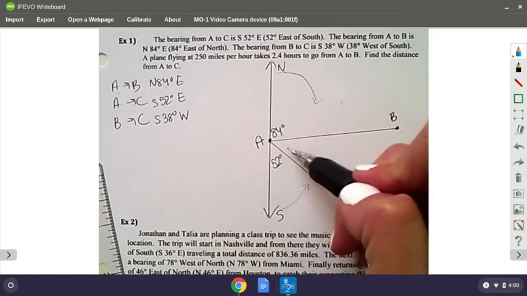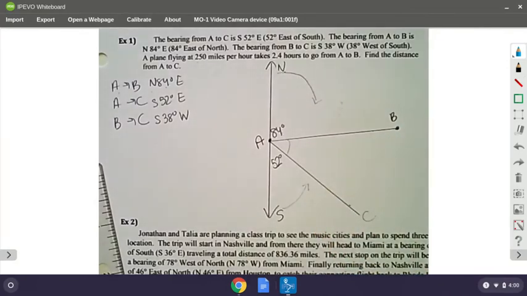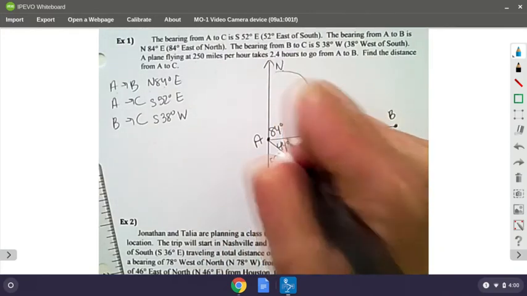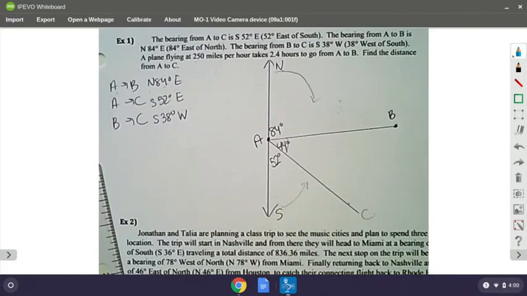Since I just labeled that one 84, we can find this one too by adding 84 and 52 and subtracting from 180, you get 44. So you may as well just fill in all the angles as you go.